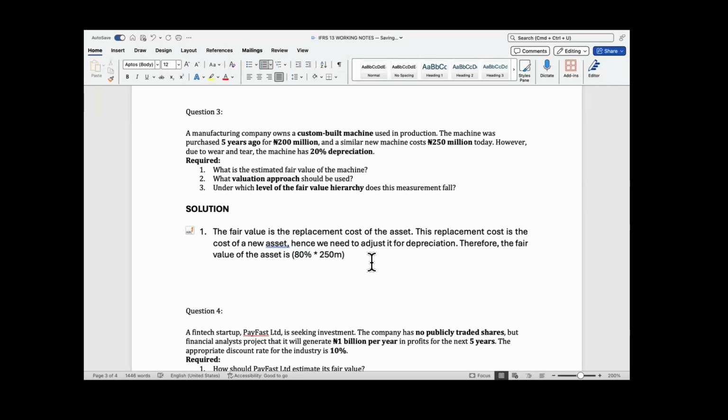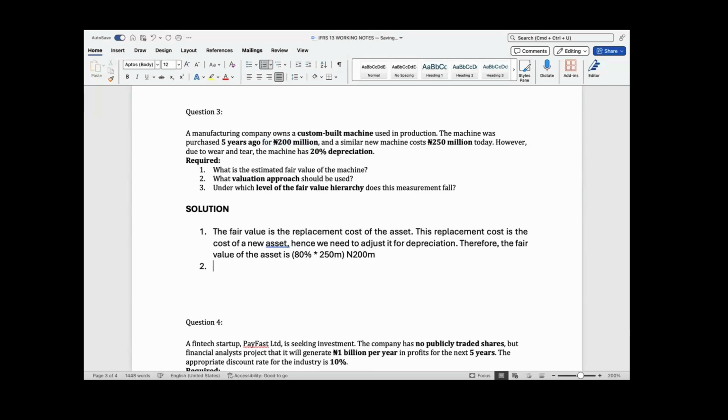So how much is this? What's 80% of 250 million? 200, sir. 200 million. So this 200 million will represent the fair value of this asset. So coincidentally, it's still the price it was purchased 5 years ago. Good for him. Then the valuation approach used here.